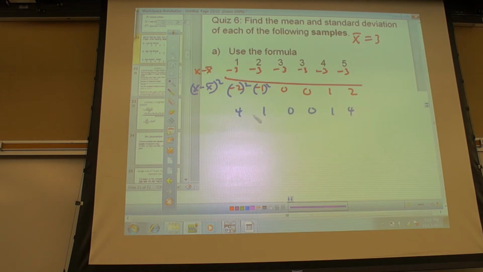And then we're going to add them up and divide, kind of average them, by n minus 1. Not quite how many there are. There's 6 of them, 6 minus 1. So that will give me 10 over 5, which is 2. That's my s squared. And my s is the square root of 2, which is 1.41. Good. All right. Next one.